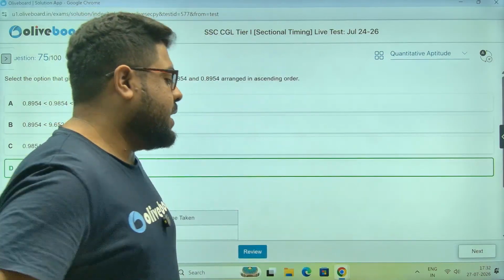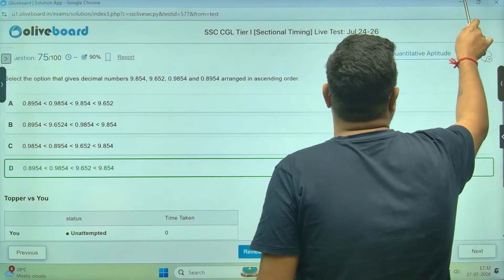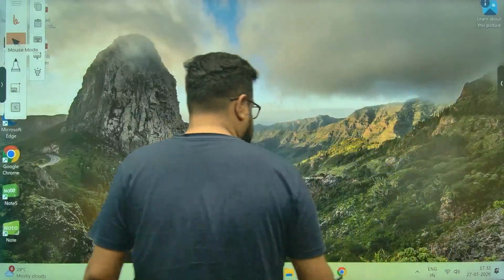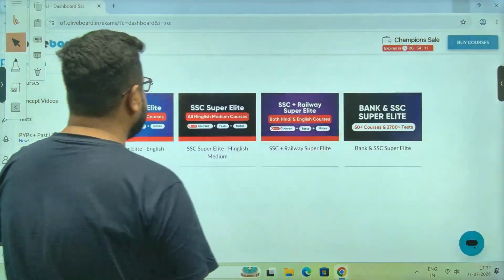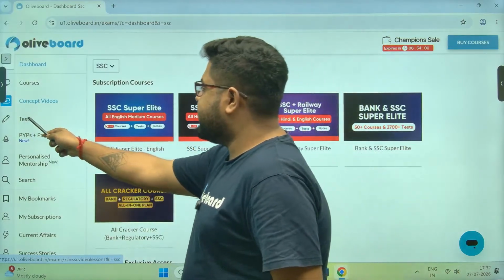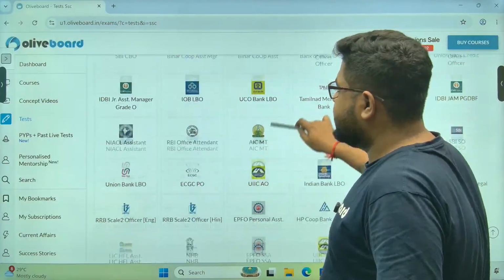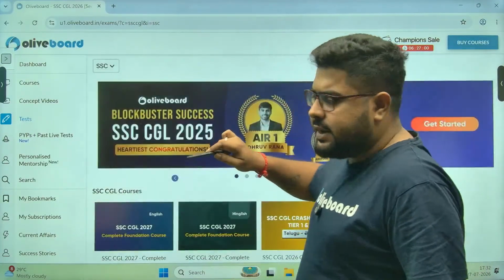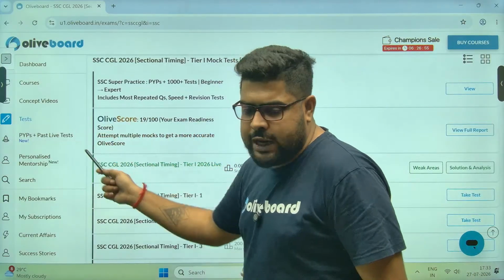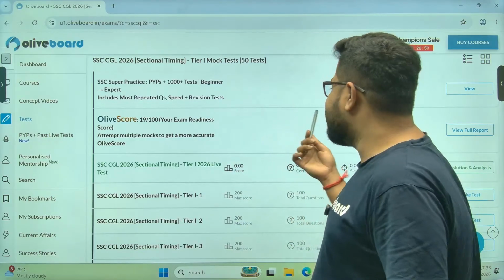But before I go, I just want to discuss a simple thing with all of you. As you are taking the mocks on a regular basis, there is something else that you should try. Please go into our website and in the test section, you will find something called, let me just select CGL Tier 1. You go into this and you will find something called the Olive score. Now, what is this Olive score? Again, my score is very low because I don't take tests.